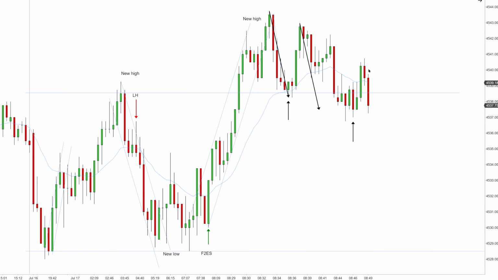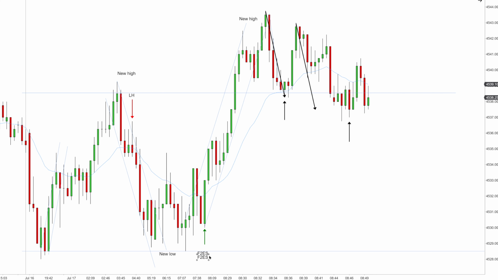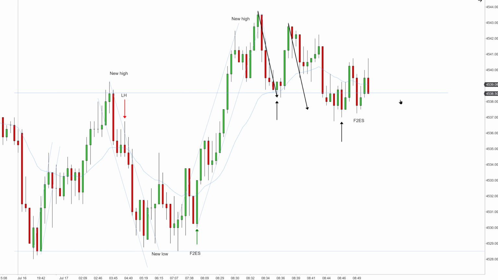But notice price action keeps working lower. And at this point, it's getting quite confusing. If I want to take a failed second entry short, I want to see the EMA holding. And the EMA is not holding, so we have a failed second entry short here. But it's a horrible signal bar, we're below the key level, and we're below the EMA. I can't really take it just yet.